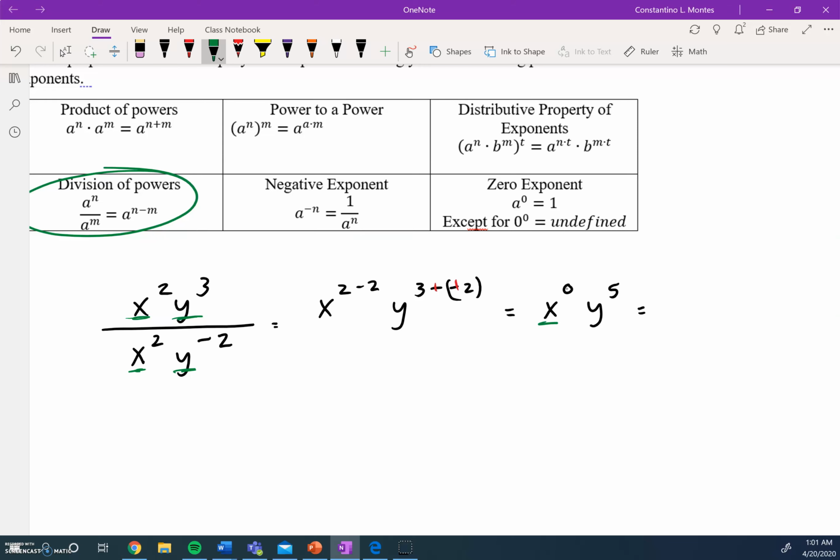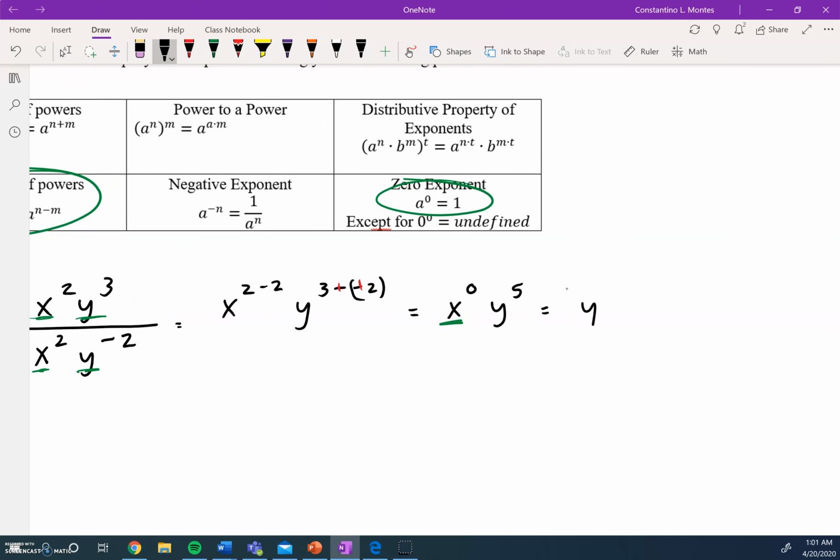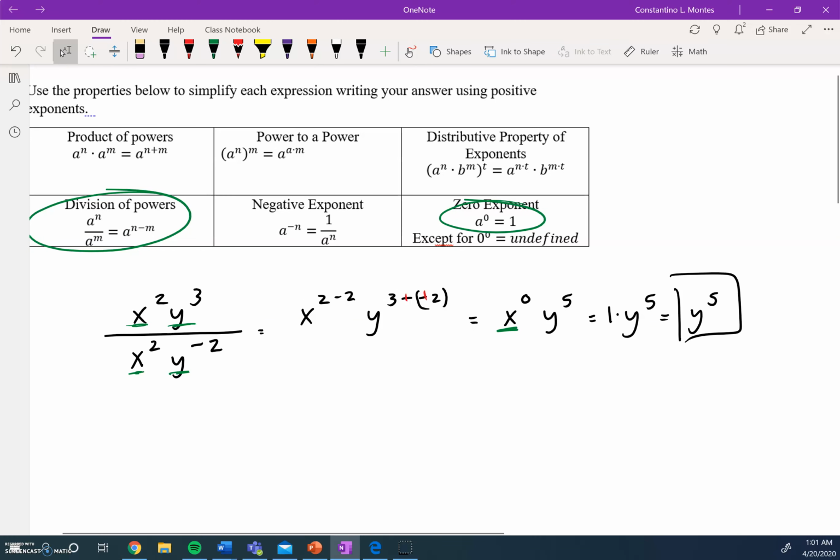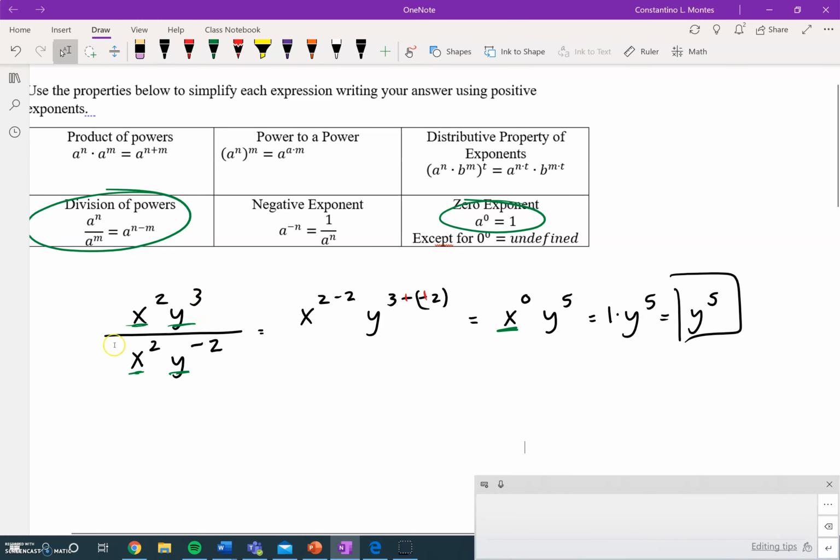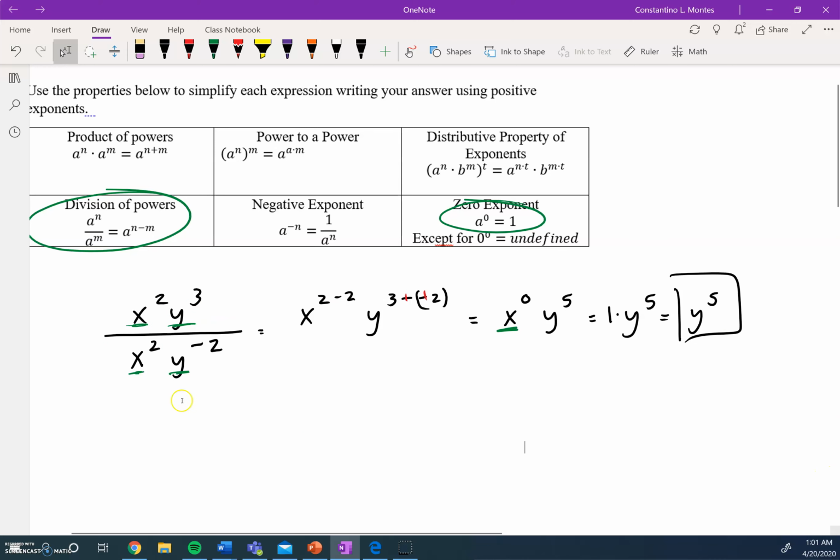We have an x to the power of 0, which gives us 1 times y to the power of 5. But we don't need the 1, we can just write this as y to the power of 5. And we're done. So this whole gross looking thing here turns into this thing right here. So it simplifies down to that.